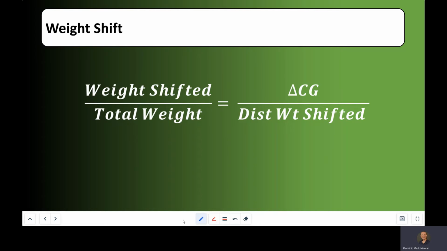So our basic concept here is we're shifting a small portion of the weight and we're shifting at a certain distance. So we can easily use a formula of the amount that we are shifting over the total weight of the aircraft. So it's kind of little weight over big weight. And we set that equal to our center of gravity change, delta CG, that's a change of center of gravity. It's a small number. And how far did we shift that weight? So that's our formula.